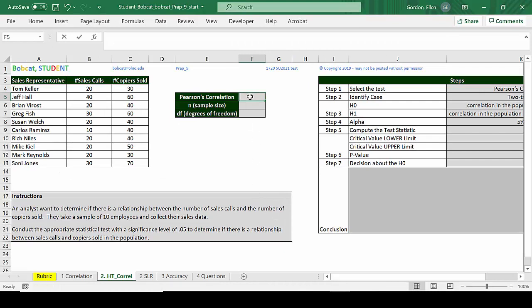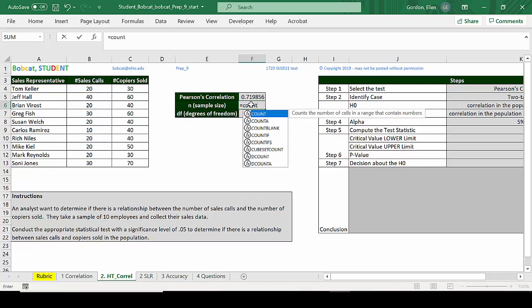So we're going to determine the correlation coefficient. We're going to use our CORREL function, and then we are going to select our data. And we got the same coefficient that we did in the previous tab, and that's because we're working with the same data set. Now we're going to figure out the sample size.